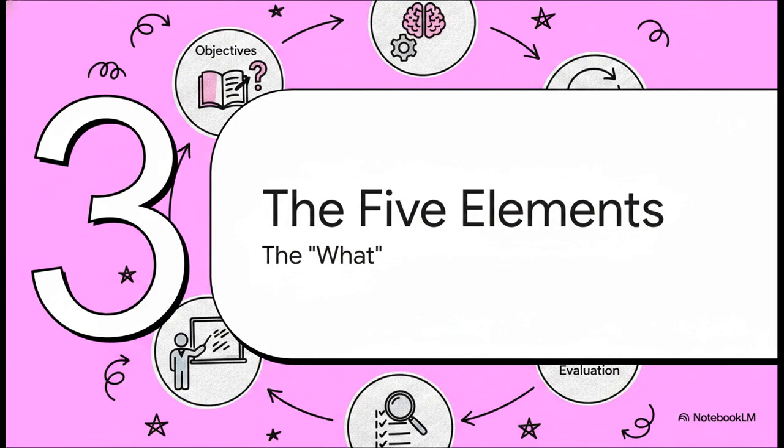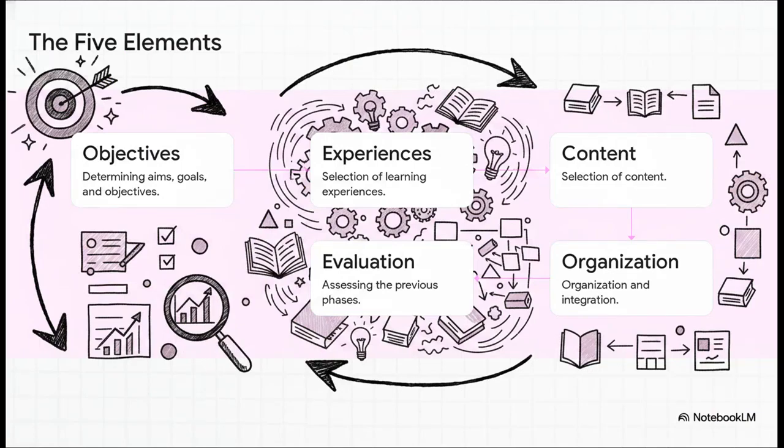Moving right along to Section 3, the 5 interdependent elements, the what. Okay, so Wheeler's cycle consists of 5 clear steps. First step, you determine your target, your aims, goals, and objectives. Next, you select the learning experiences. Those are the actual hands-on activities your students will engage in. That's followed closely by the selection of content, which is the core subject matter itself. Then, step 4, you organize and integrate those experiences into a cohesive structure, before finally hitting evaluation to assess the effectiveness of everything you just built.